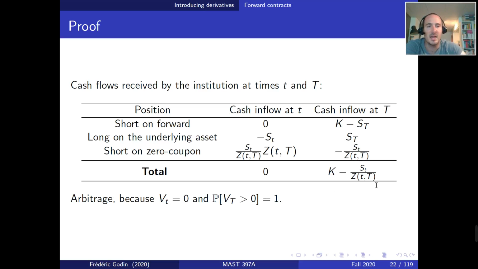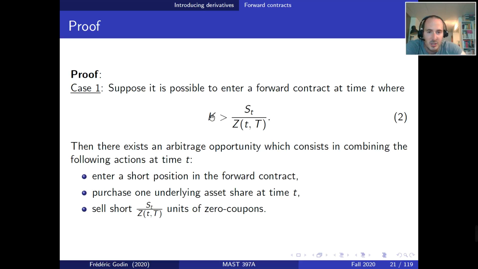So this proves that the original relationship, the original inequality here, K greater than S divided by Z, is impossible in practice. Otherwise, there would be arbitrage opportunities.